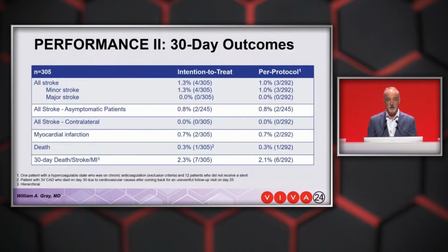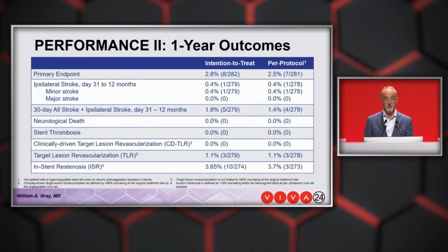So here are the 30-day outcomes. These have been previously presented. Intention to treat analysis had 4 strokes, all minor, no major strokes. Per protocol, 3 strokes, for a total of 1%. In asymptomatic patients, it was less than 1% at 0.8%, no contralateral strokes, 2 myocardial infarctions, and 1 death that occurred after the 30-day follow-up, at 25 days, was included anyway, not related to device or procedure. And for a total 30-day death, stroke, and MI rate of 2.3% intention to treat, and 2.1% per protocol.